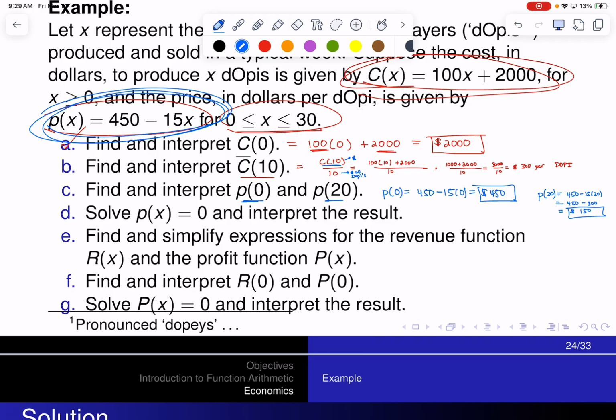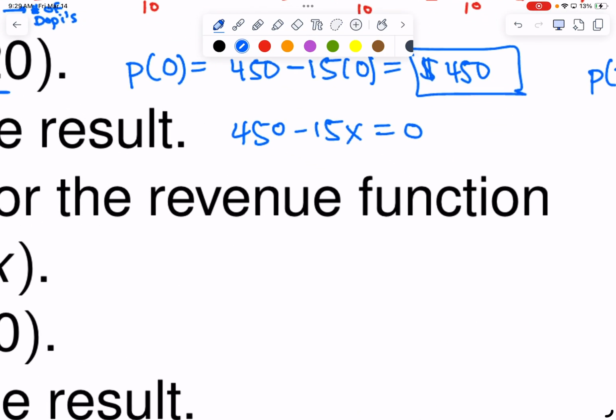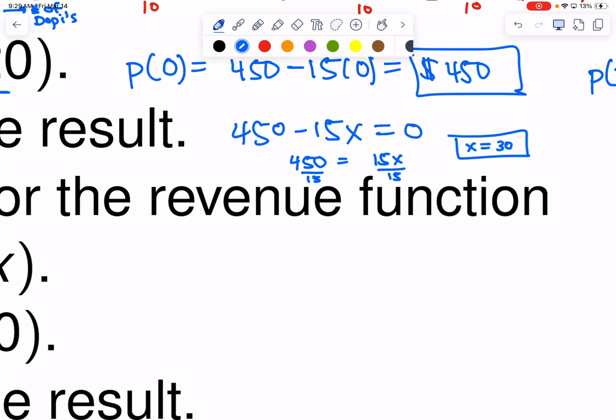And then finally, P of x equal to 0. What about if I set the price equal to 0? 450 minus 15x is equal to 0. In other words, when should I just give away dopies? I'd say never. Okay, when should they be free? 15x equals 450, and if I divide both sides by 15, what do you get x to be? 30. So we're saying that we really probably don't want to make 30 dopies.